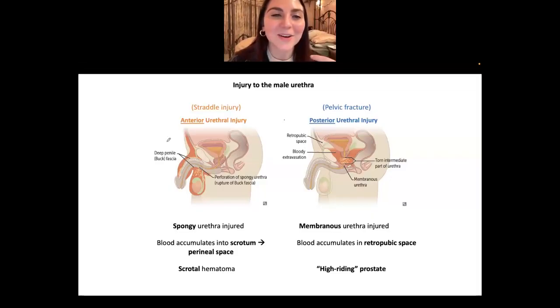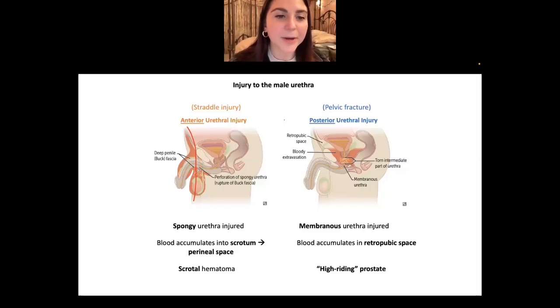That would be called an anterior urethral injury, because if you look at the whole urethra, it's the anterior portion of it, which is mostly going to be spongy. That's the last part all the way out. Just imagine straddling something and something perforates. So all this in orange is basically blood and urine mixing. Okay, so that's what that is.